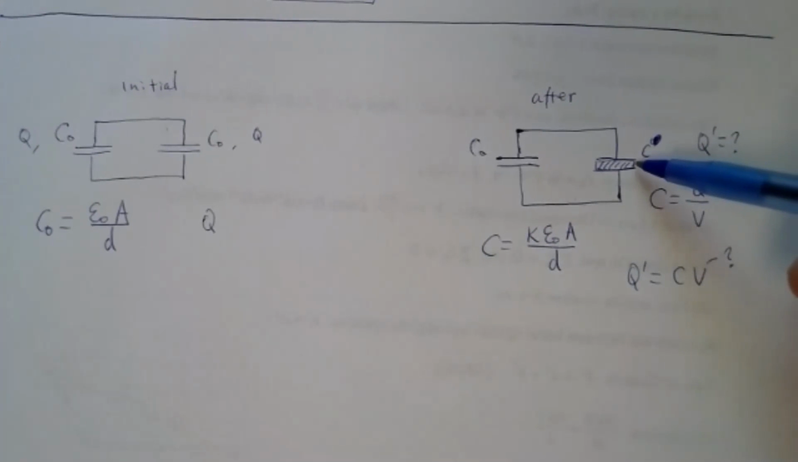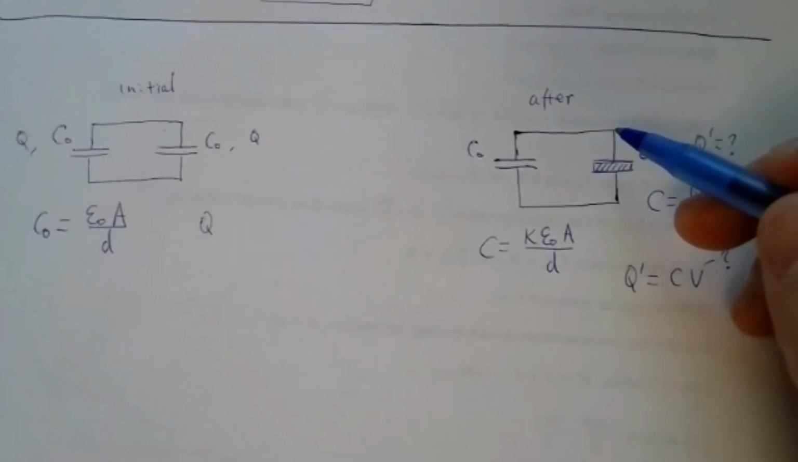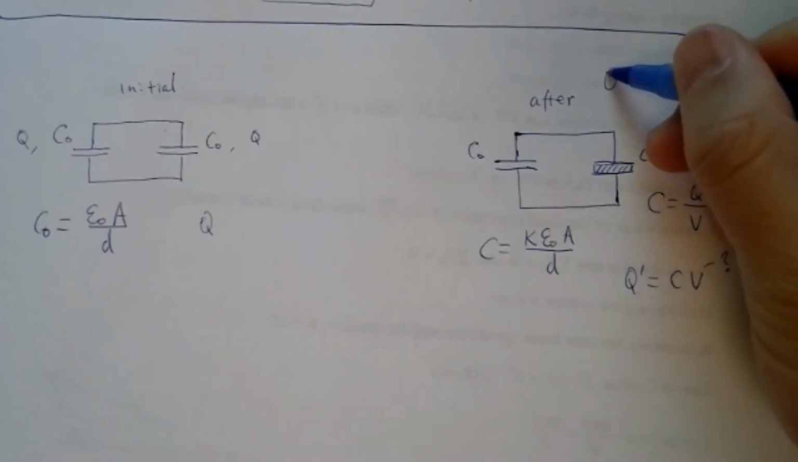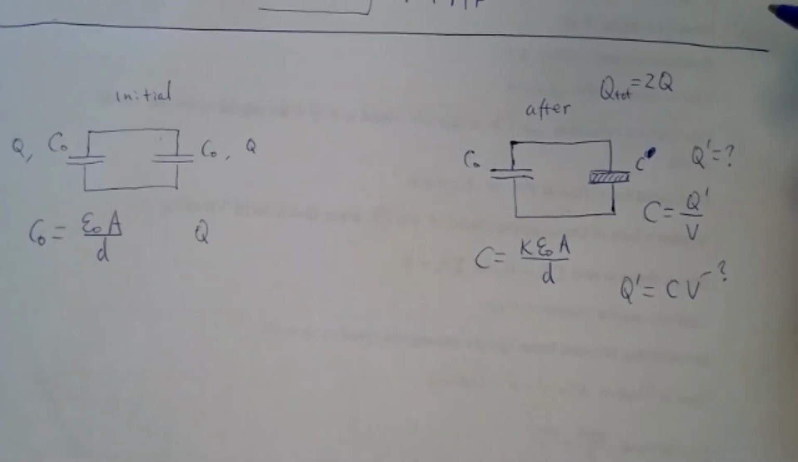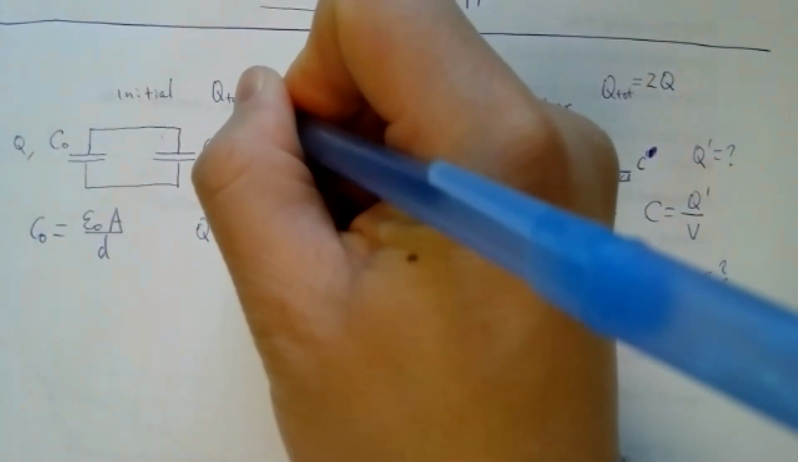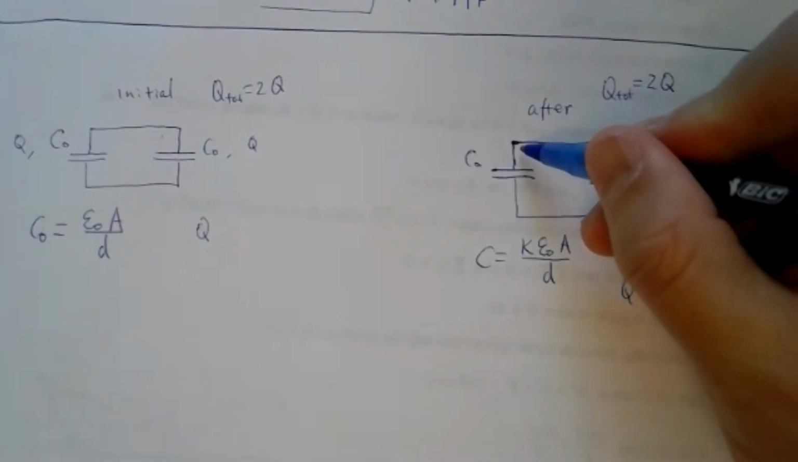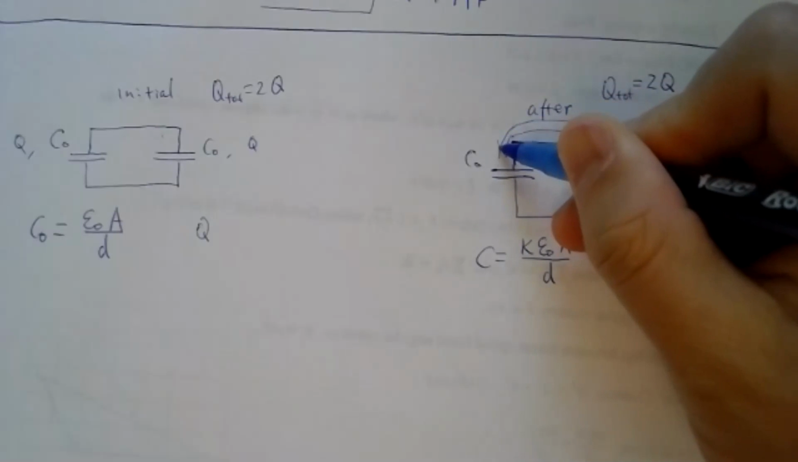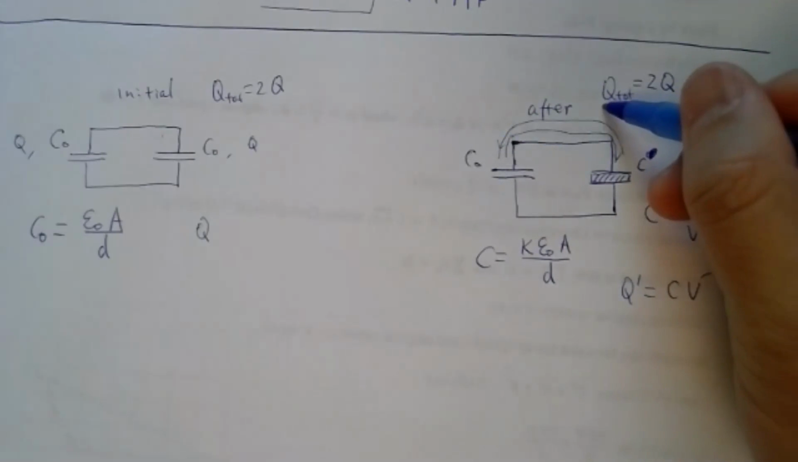After you insert the insulator over here, the electric field changes, so there will be charge redistribution. But the total charge should still be 2Q, two times Q on the top plates combined. Originally, Q total is equal to two times Q, and that stays the same because you only have redistribution of charges, from one plate to another plate. The total should remain the same.